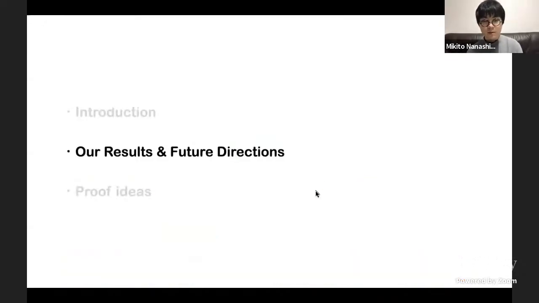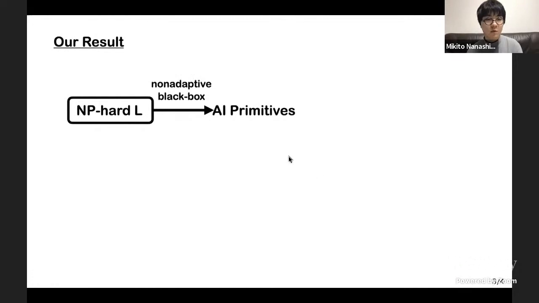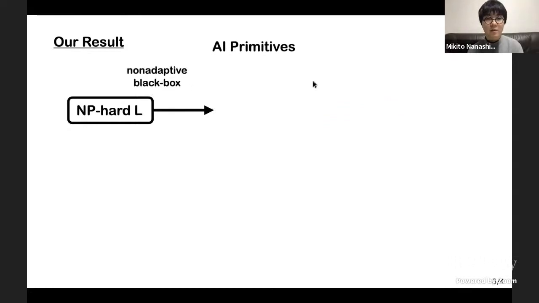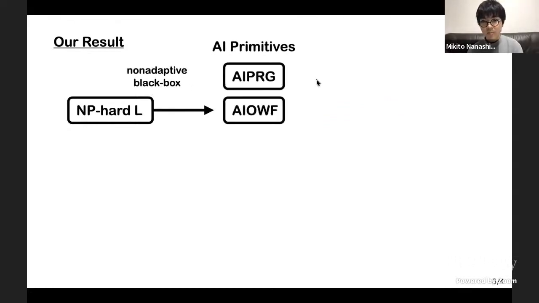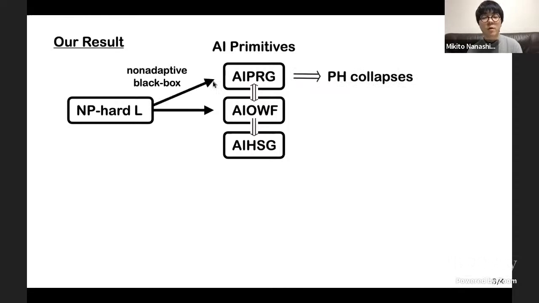Now let's see our result. Again, our goal is to consider the following question. If we have some non-adaptive black box security reduction from here to breaking AI primitives, then what happens? In this work, we consider 3 fundamental types of AI primitives: pseudo-random generator, one-way function, and hitting set generator. Roughly speaking, the relation among them is like this. The first result is the following. If we can get a non-adaptive black box security reduction from here to breaking an auxiliary input pseudo-random generator, then we can also show the collapse of the polynomial hierarchy. So that's why we can exclude this part.